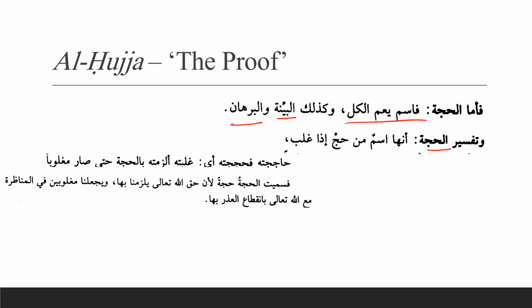He says it comes from the Arabic term hajja, the verb, which means to overcome somebody. So you could say in a sentence, hajajtuhu fahajajtuhu. I applied a proof against him, and therefore I overcame him. Meaning, I overcame him, and therefore I forced my proof against him, and he became overcome. So why is a hujja termed hujja?